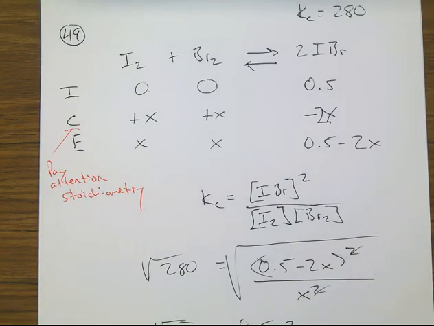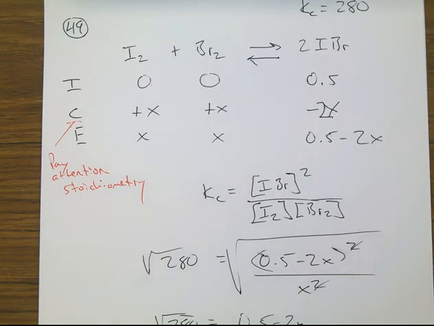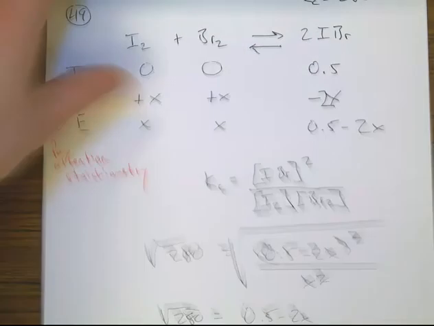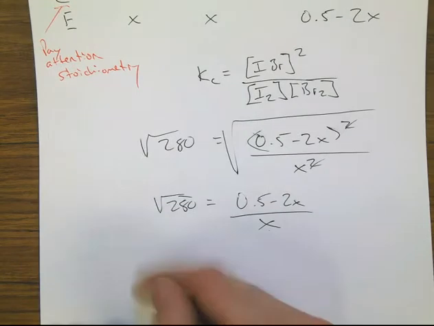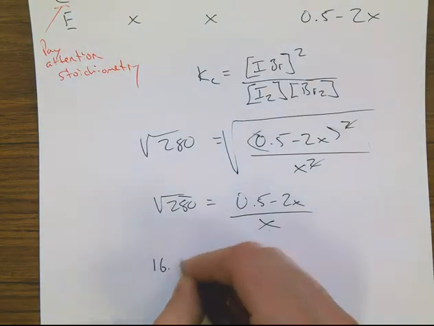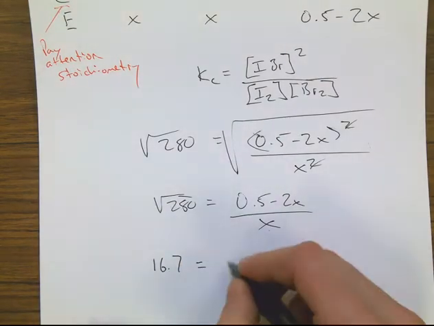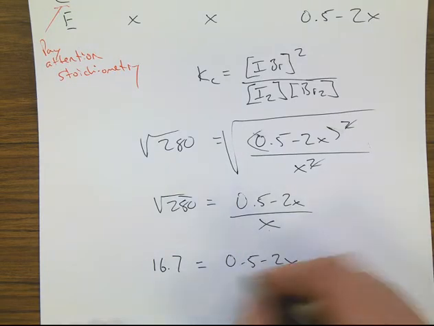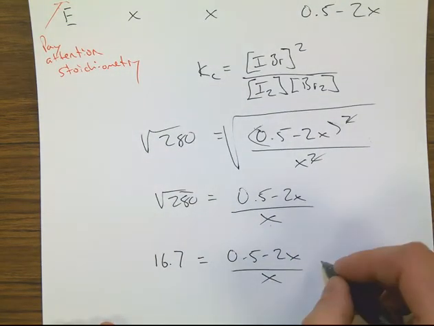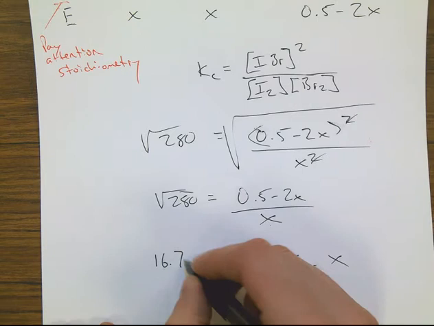All right, now what I'm going to do is combine like terms and get x by itself. So let me go ahead and plug in what the square root of 280 is. The square root of 280 is 16.7, and that's going to be equal to 0.5 minus 2x over x. Now I've got to get x by itself, so I'm going to move x to the other side.